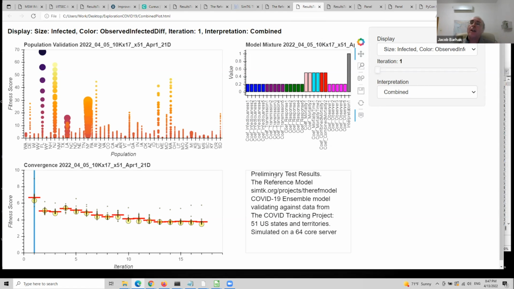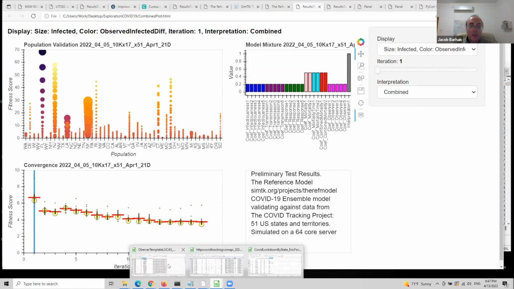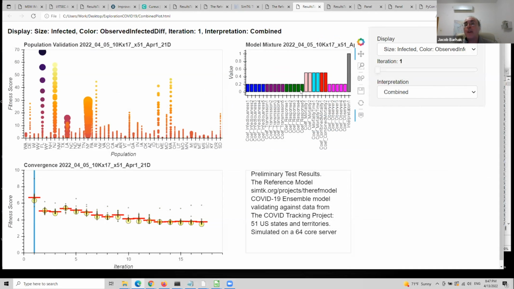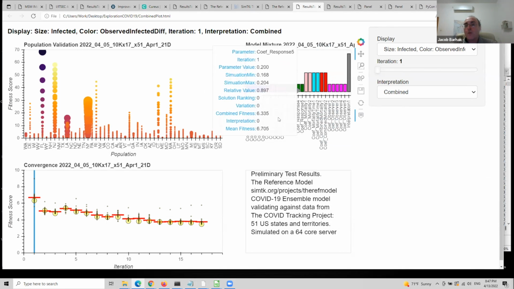So we said, okay, let's try to figure out whether state closures had anything to do with it. He gave me a file with state closures. He actually did this, and I'll show you. Here, COVID lockdowns. For each state, when the closure happened and whether schools closed, restaurants closed, and so on. All of those became two models in this ensemble. Behavioral, how people behave, because how they react has to do with whether things were closed or not. So those are those two models.